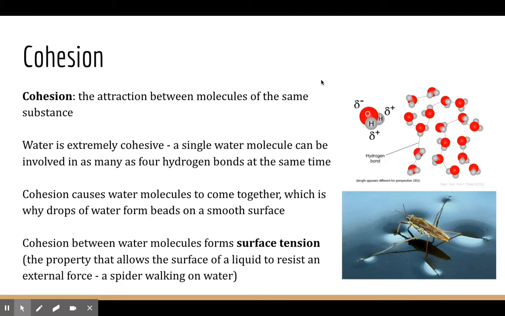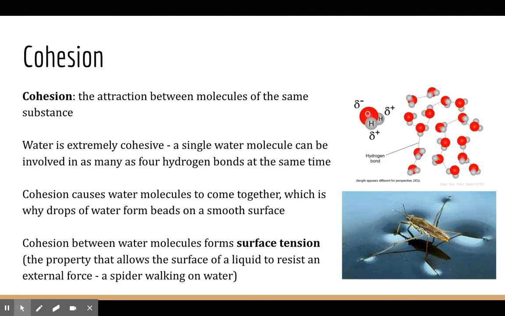In our lab, we looked at cohesion when we dropped water on the surface of the penny. So we saw that we could drop a lot of water on the surface of a penny, right? A lot of water without it breaking. That's an example of cohesion. So the water was attracted to itself. So instead of just spilling over the side of the penny, it formed that dome shape. So that's cohesion. Cohesion between water molecules also produces what's called surface tension.